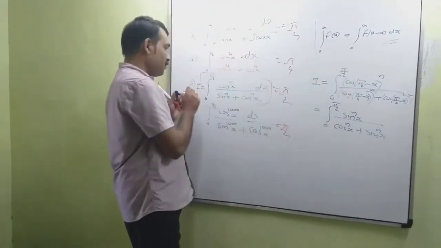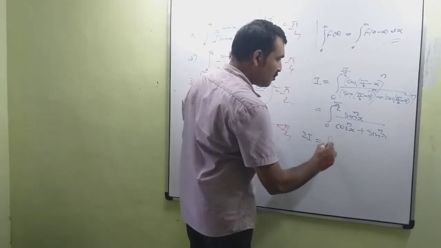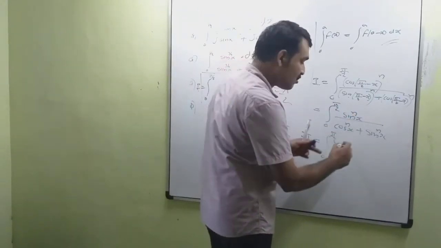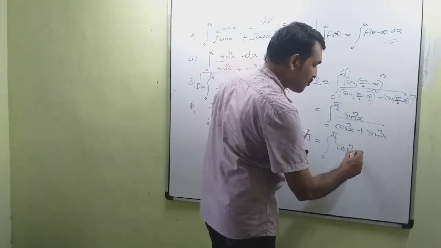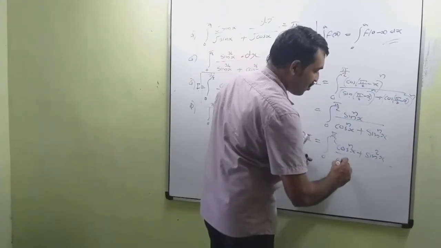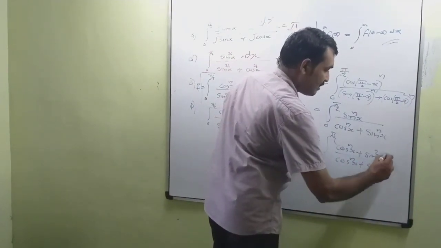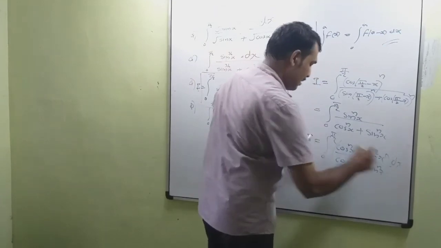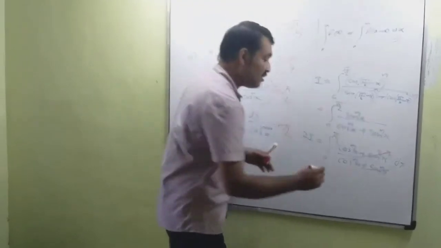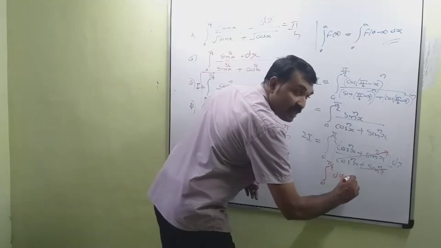Now I plus I, we get 2I, that is equal to integral 0 to pi by 2 of cos raised to n x plus sin raised to n x, divided by the denominator cos raised to n x plus sin raised to n x, dx. Okay, now what happens? This and this get cancelled. This is equal to 1. So this becomes integral 0 to pi by 2 dx, that is equal to x.